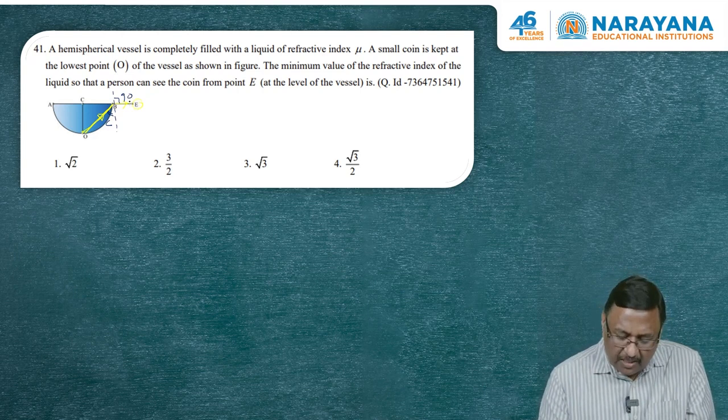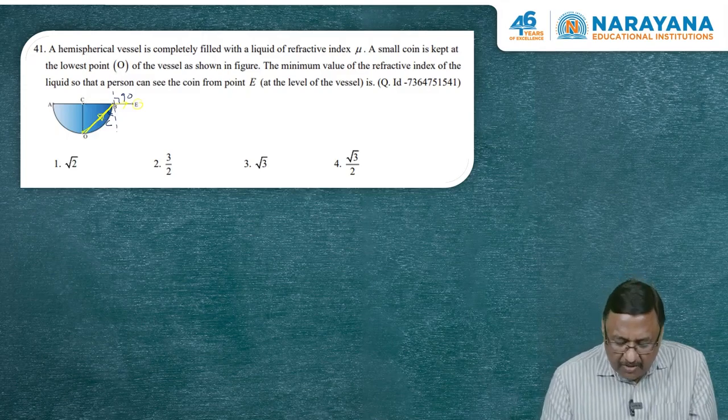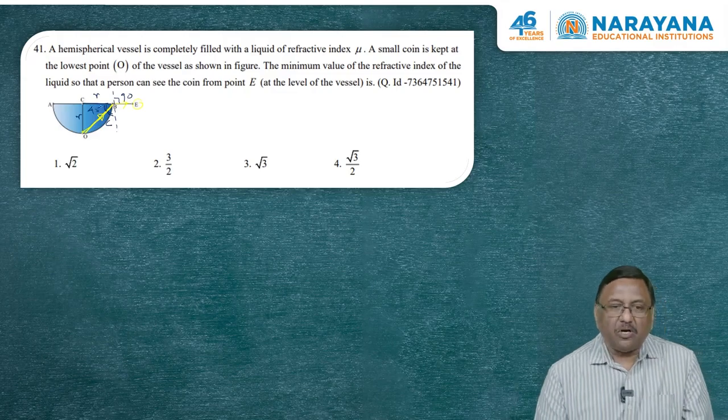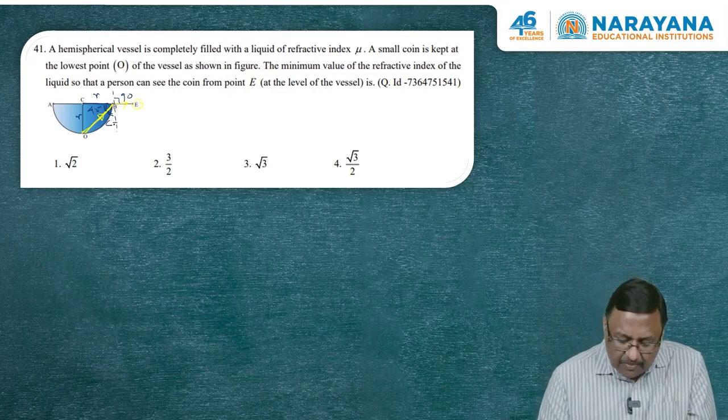The only condition: if my angle in the rarer medium is 90 degree, then the angle in this denser medium will become my critical angle. So at this surface, I drop this perpendicular. See the geometry of this figure? In the geometry of the figure, this is R. Let me write R. That means these two angles are going to be equal. So I can say this angle is going to be 45 degree very comfortably. That means my C is going to be here.